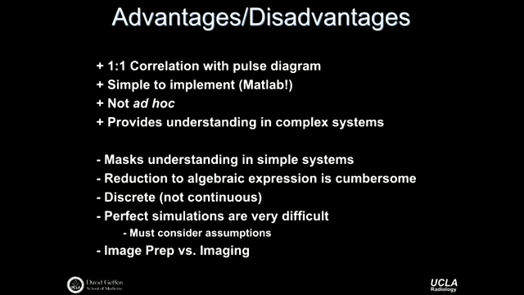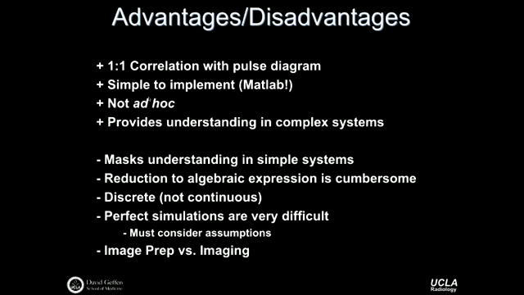Okay, so what's the advantage to doing things this way? It'll be a little bit more obvious. I'll give some other examples in some future lectures as well, but there ends up being a one-to-one correlation with the pulse sequence diagram, meaning that anytime we have a gradient event or an RF event, we can just write a transformation for that gradient event or that RF event, which ultimately means it's simple to implement in MATLAB.